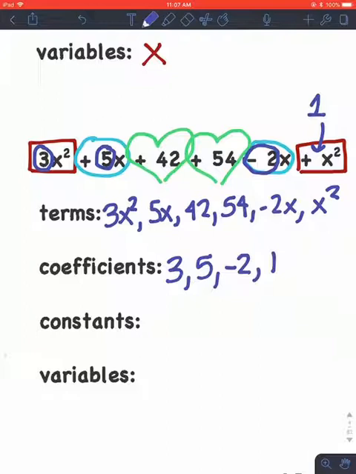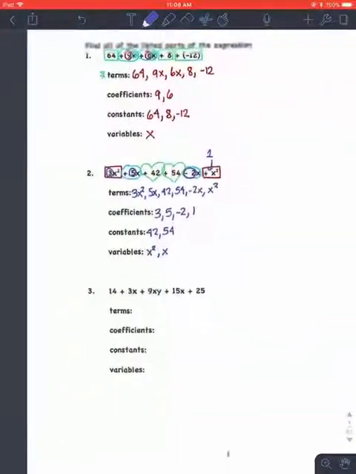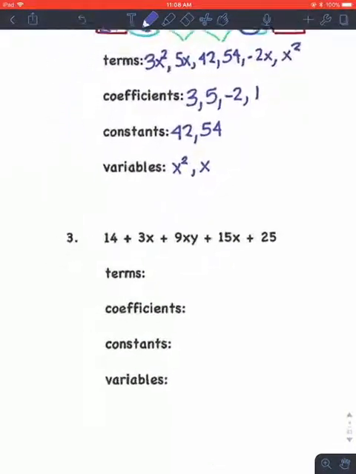Next, I'm going to do my constants. That's going to be my numbers in the green hearts, 42 and 54. My variables. In my red rectangles, I have x squared. That's a variable. And in my blue circles, I have x. That's the other variable. If you want to write them more than once to show that they're in the expression more than once, that's okay, but that's not required. All right, please pause the video and try number 3.